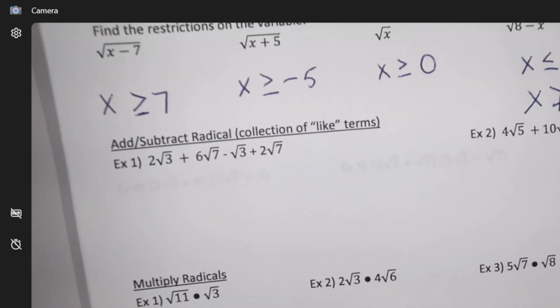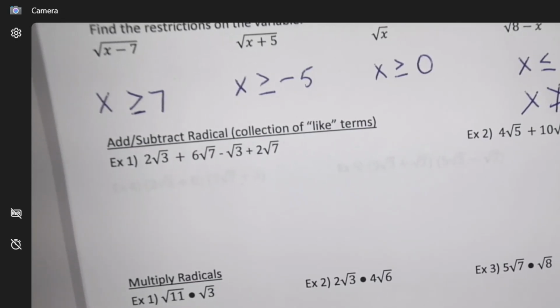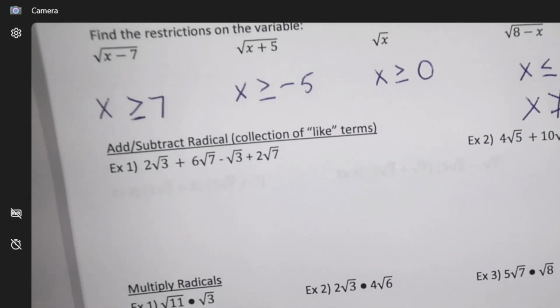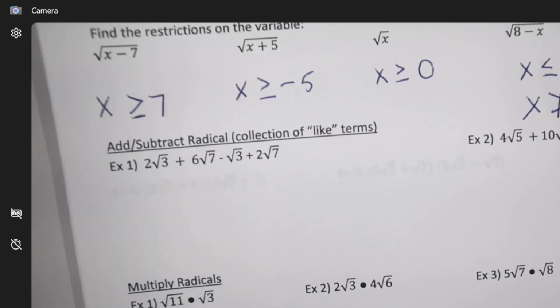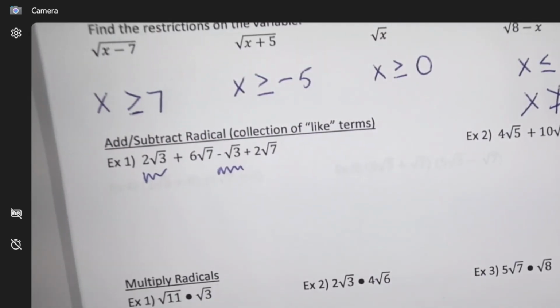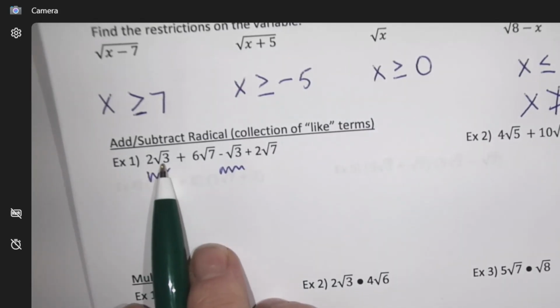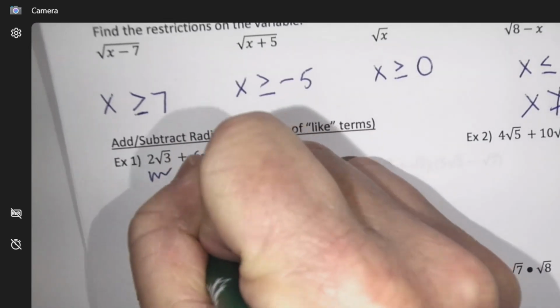A lot of this stuff is from grade 10, so some of it might be recapping for you. When you're doing radicals, you have to collect like terms, so it'd be like me adding x's with x's. So I can add root 3's with root 3's because they're similar to each other. So here it says 2 root 3 subtract root 3 means I have 1 root 3.